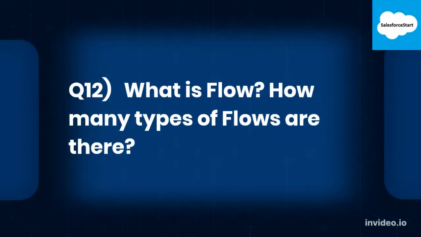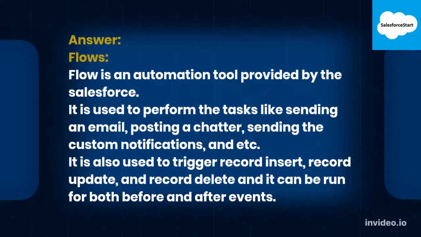Q12. What is flow? How many types of flows are there? Answer. Flow is an automation tool provided by Salesforce. It is used to perform tasks like sending an email, posting to Chatter, sending custom notifications, etc. It is also used to trigger record insert, record update, and record delete, and it can be run for both before and after events.